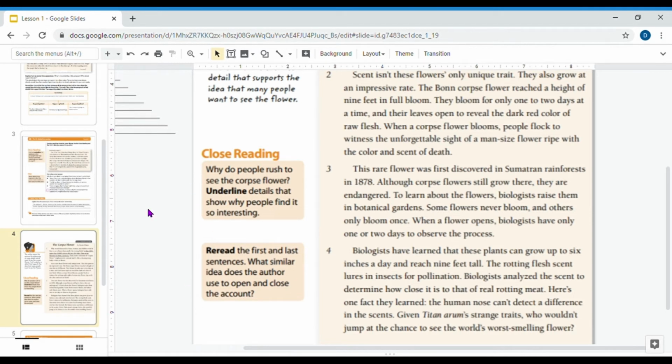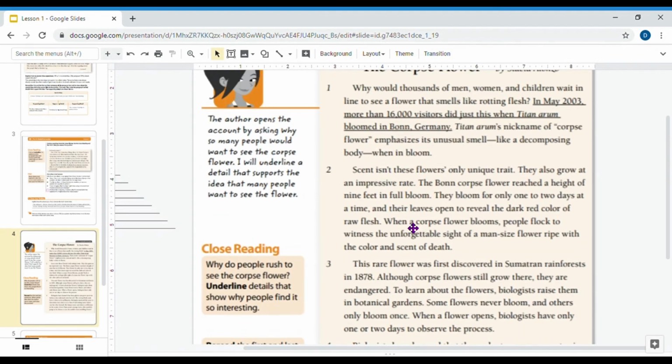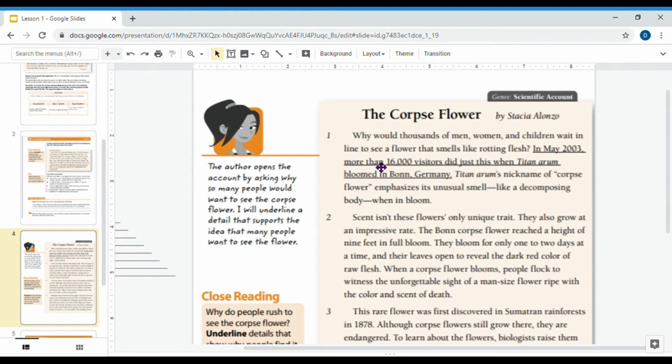So first, let's go ahead and underline details about why people think that the corpse flower is so interesting. Let's start in paragraph 1. I already have some underlines over here. So it seems to me like the most detailed is that it smells like rotting flesh. That is very important as to why people come to visit it. I don't know if I would necessarily want to go visit it because that just doesn't seem, ew. So we gotta find any details that talk about the smell. So like a decomposing body, that's a good detail.